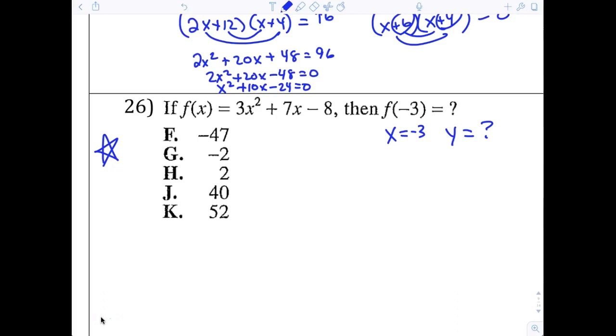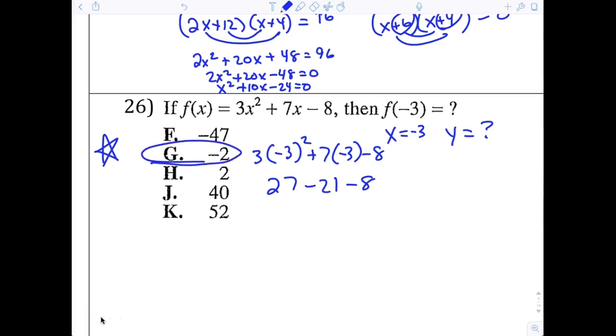All right, so now we're going to practice. 3 times negative 3 squared plus 7 times negative 3 minus 8. Be careful here. Which is times, there you go. 27. So the answer is what? Negative 2. Very, very important functional notation on every single standardized test.